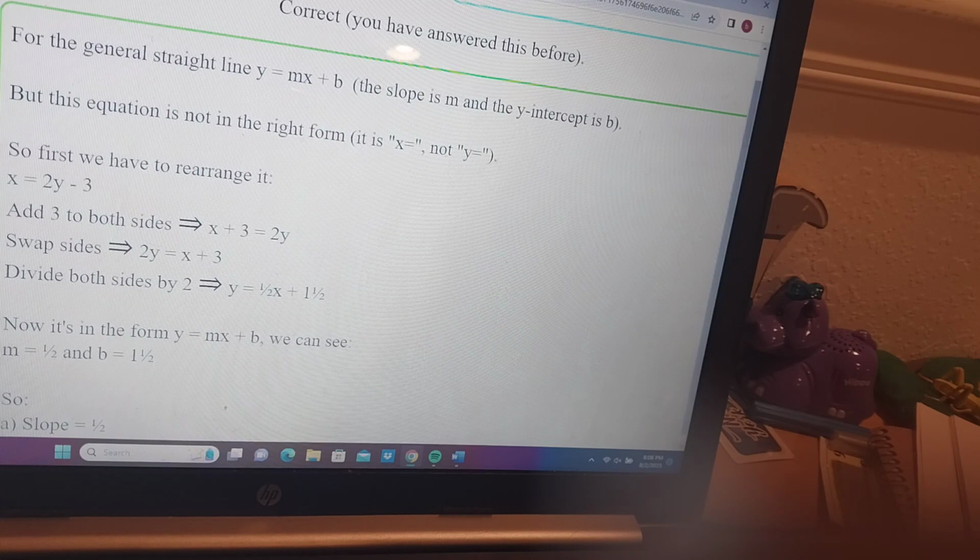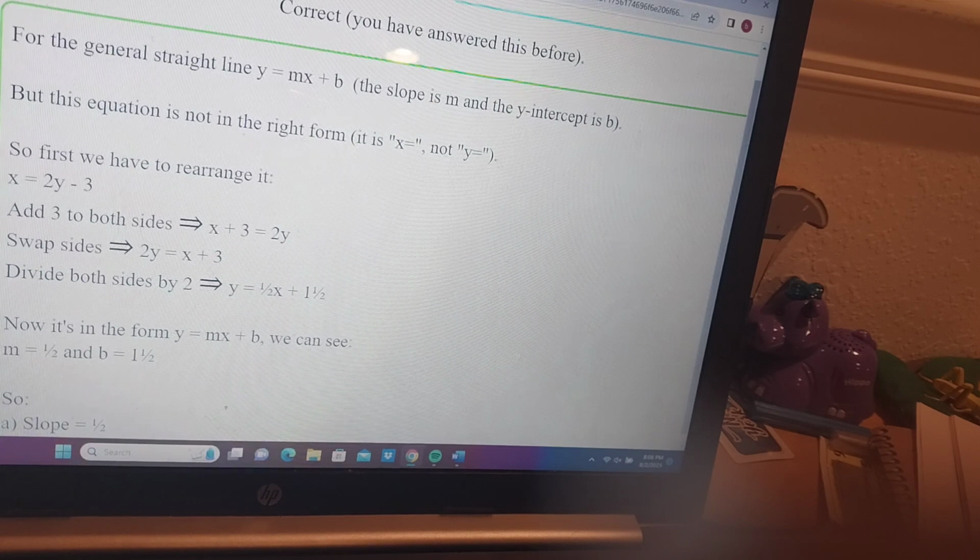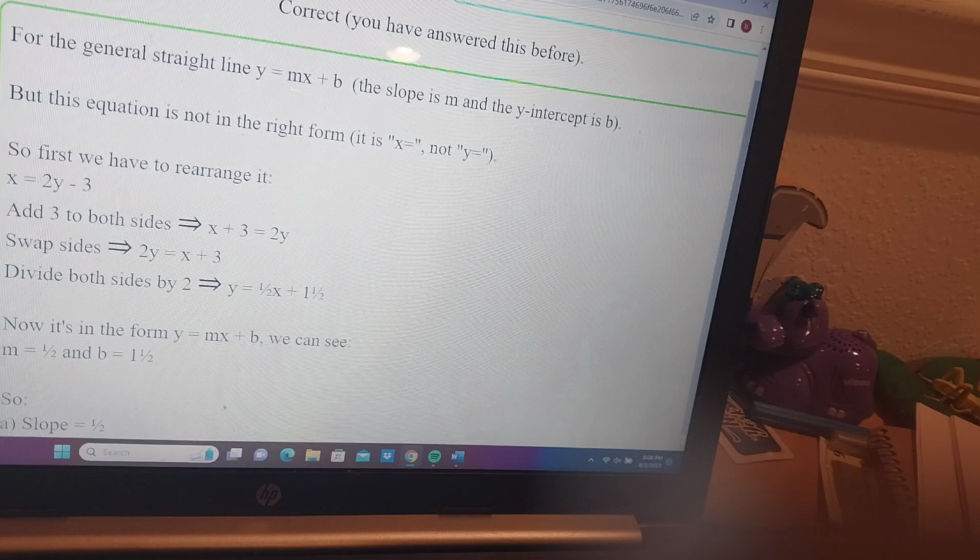So x is equal to 2y minus 3. Now remember, we want to have y by itself. How are we going to do that? We want to bring the 3 over. If we have a -3, we're going to add 3. By doing that, we get x plus 3 equal to 2y, because we just want 2y by itself. Then we simply swap it, because x should be on the right-hand side and y on the left. So now we have 2y equal to x plus 3.